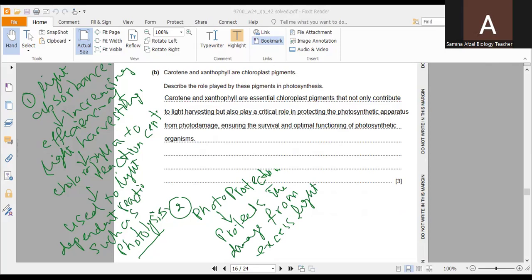You know, most of the energy is used for the processes which take place in the light dependent stage. So the excess energy can damage the photosynthetic system, or photosynthetic apparatus. So they protect the plants from the damage which can occur by excess light energy.